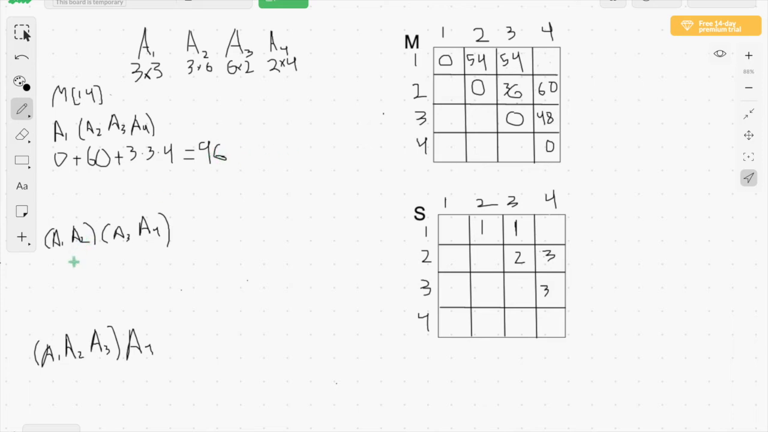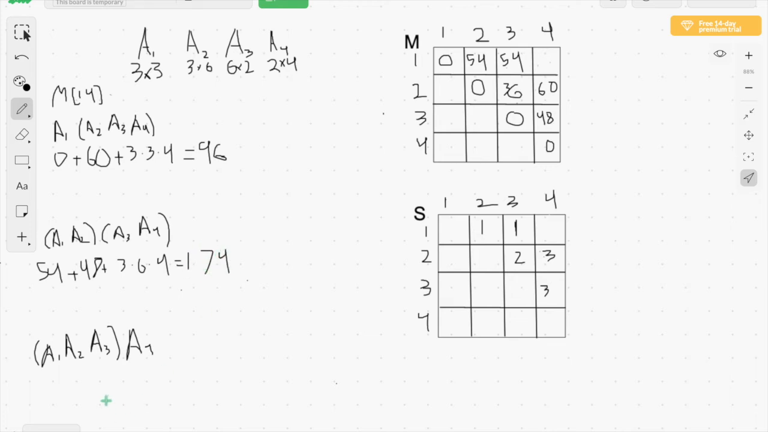All right, the second one, so A1, A2, so M12 is 54. M34 is 48. And now we need to add the cost of multiplying them together. So A1, A2 is a 3 by 3 times a 3 by 6, so it'll be a 3 by 6. A3, A4 will be a 6 by 2 by a 2 by 4, so it'll be a 6 by 4. So the cost of multiplying a 3 by 6 and a 6 by 4 will be 3 times 6 times 4. And that is equal to 174.